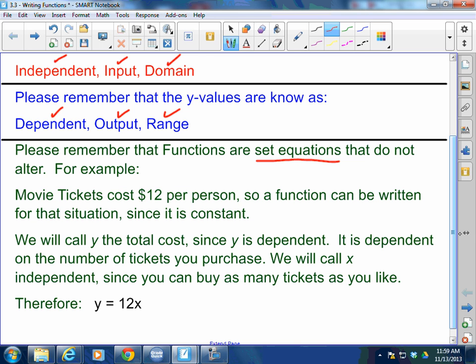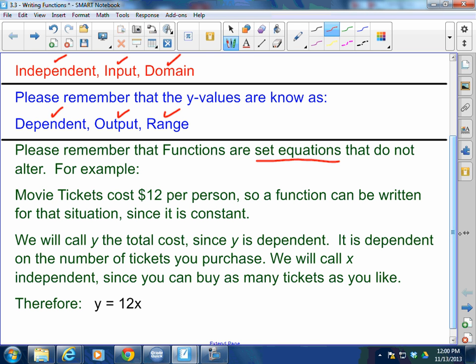Movie tickets cost $12 per person. So a function can be written for that situation since it is constant. What that means is, no matter what, however many tickets you buy, it's $12 every single ticket. Every ticket costs $12, so that's a constant change.